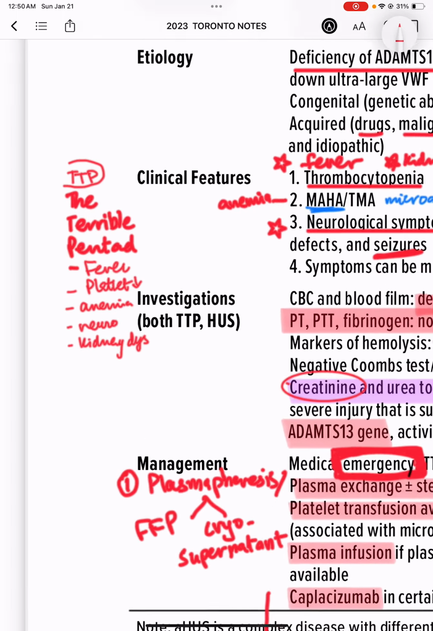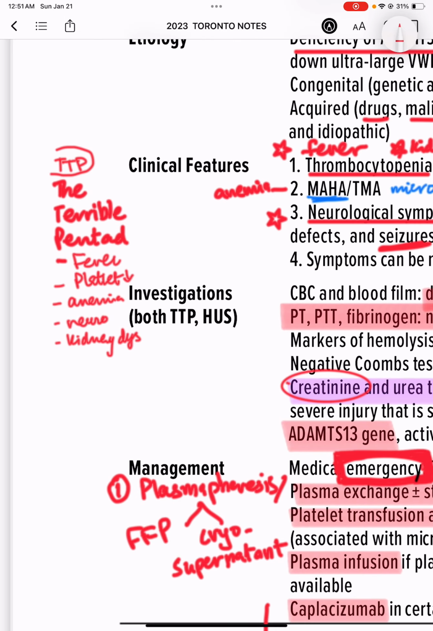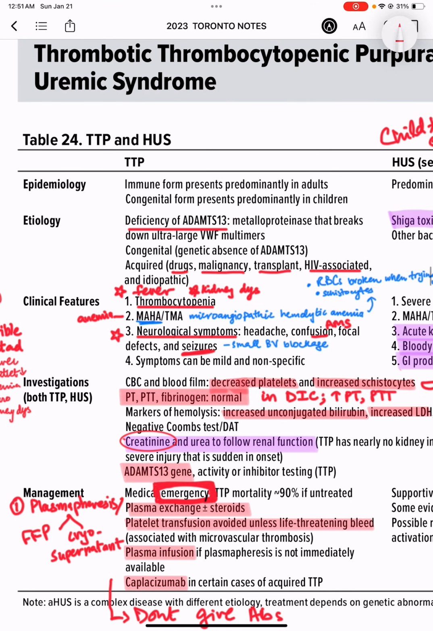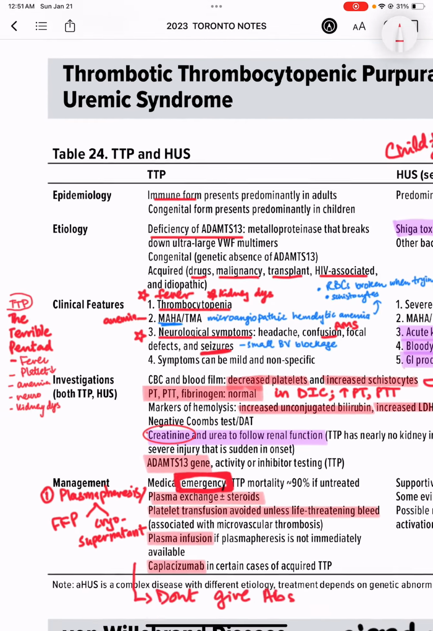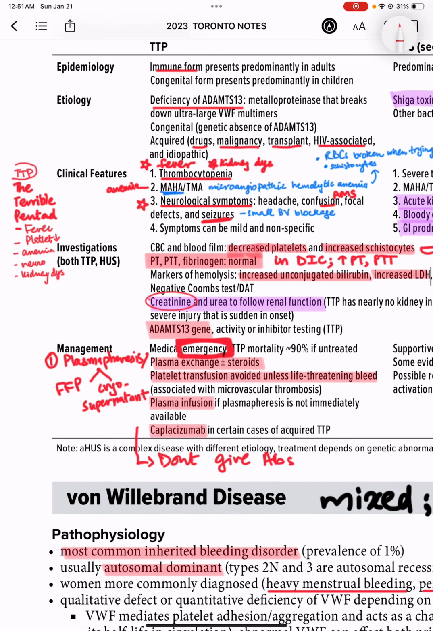So TTP, the mnemonic for it is the terrible pentad. We'll find fever, decreased platelets, because all of them are used in the thrombus formation, anemia, neurological symptoms, and kidney dysfunction. So it is deficient. It could be either deficiency of ADAMTS13, which is congenital genetic deficiency, or it could be acquired by drugs, malignancy, transplant, and it could be HIV associated too. The immune form presents predominantly in adults. So the immune form, which we just read, the acquired one, and then the congenital form presents predominantly in children.